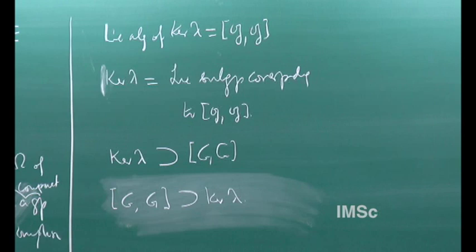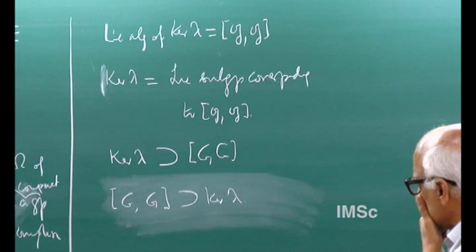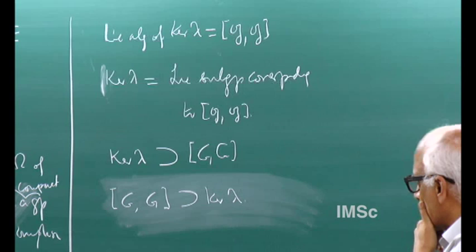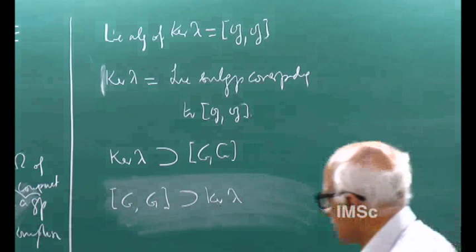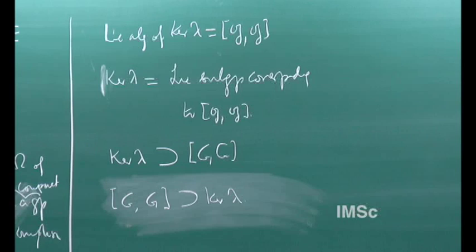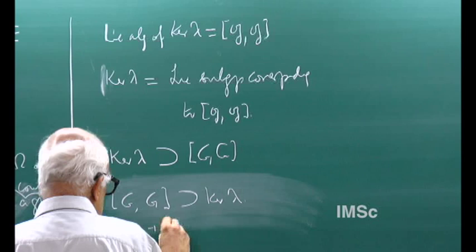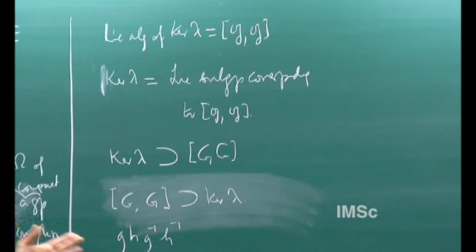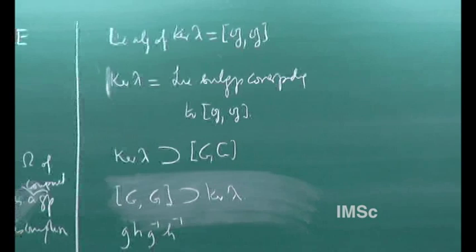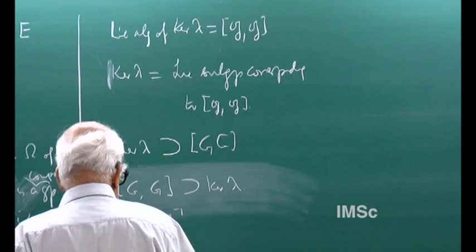Let me see. I want to prove that [G,G] contains kernel lambda. What are the elements of [G,G] like? They look like g h g inverse h inverse. And if our neighborhood is sufficiently small, all the g and h are in the exponential image. So let's look at something like g exp(tX) g inverse, exp(X minus tX).